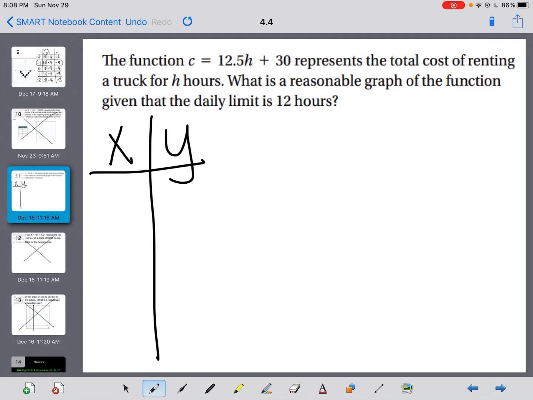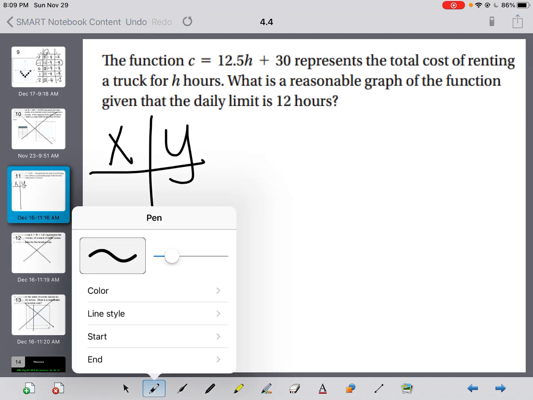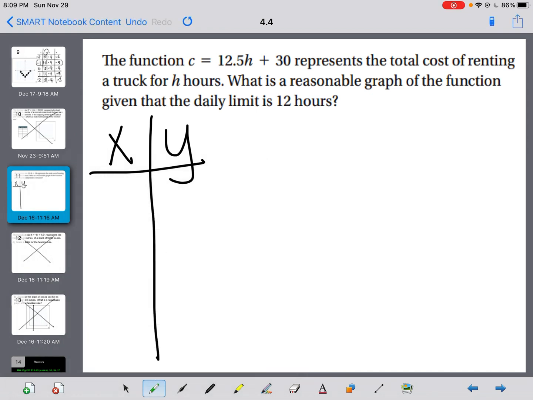All right, let's try some word problems here. The function C equals 12.5h plus 30 represents the total cost of renting a truck for h hours. What is a reasonable graph of the function given the daily limit is 12 hours? Okay, first of all, I have my XY chart ready to go, but they're using the letters C and H. This would be your H. This would be your C.